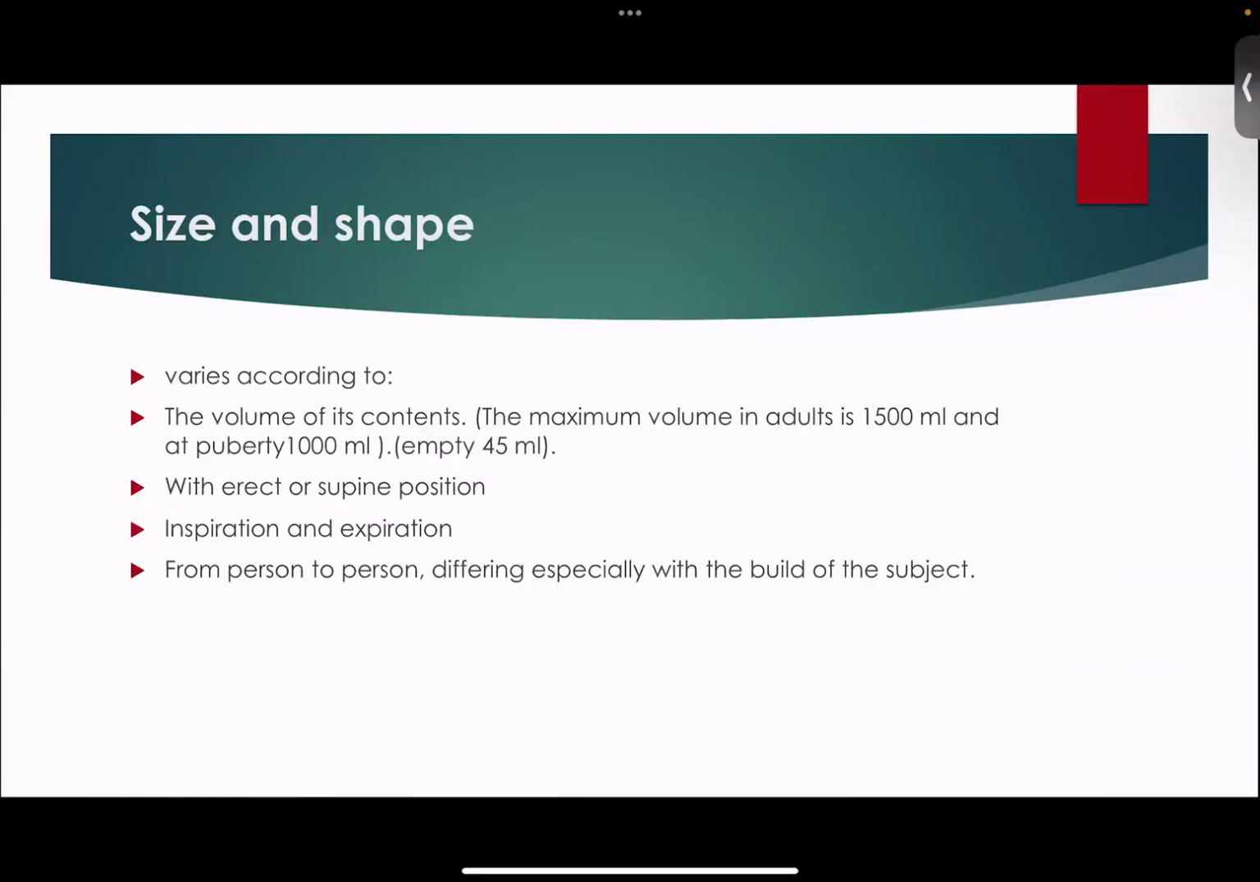The size and shape of the stomach varies according to the volume of its contents and according to the position of the patient, whether erect or supine, and with inspiration and expiration, and from person to person, differing especially with the build of the subject.